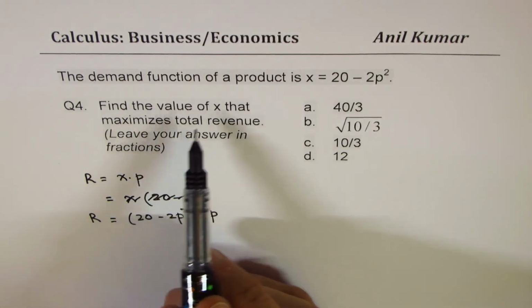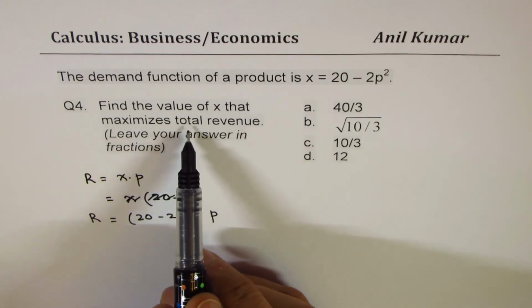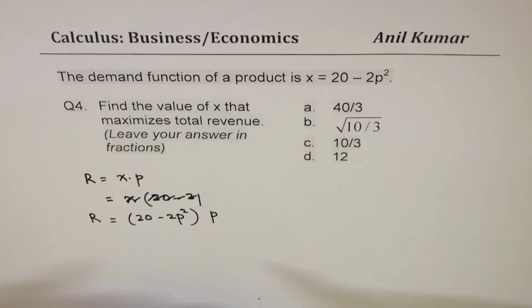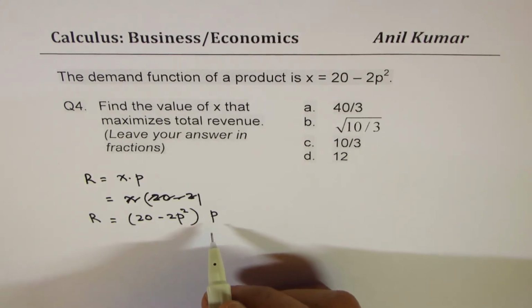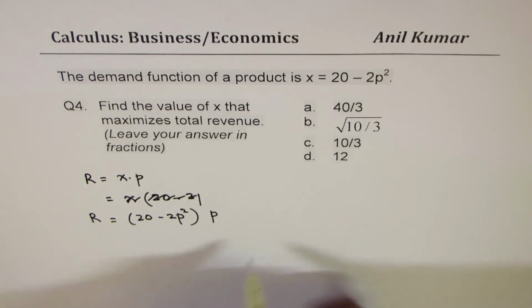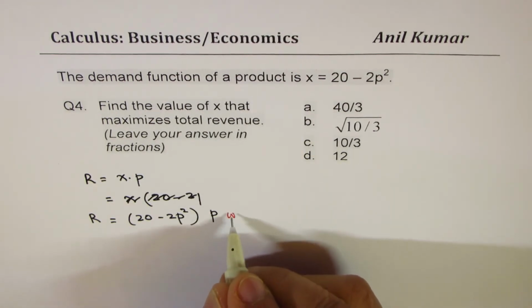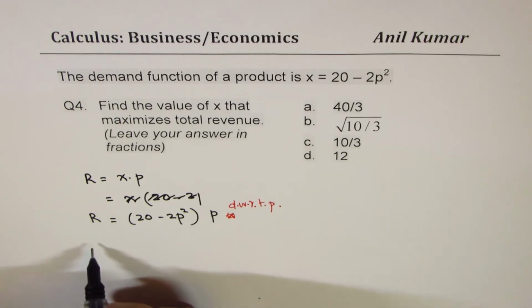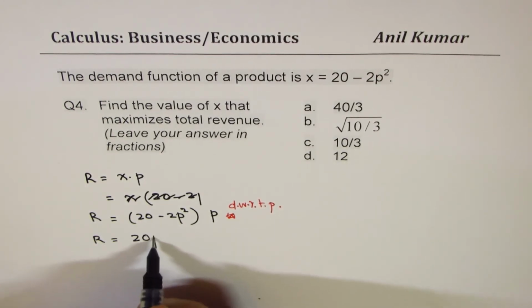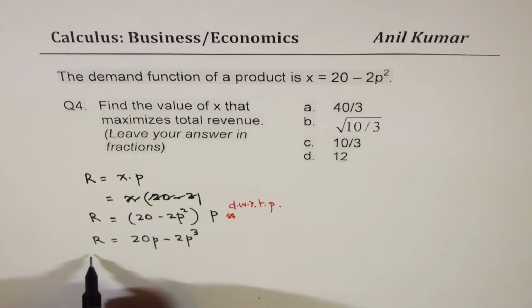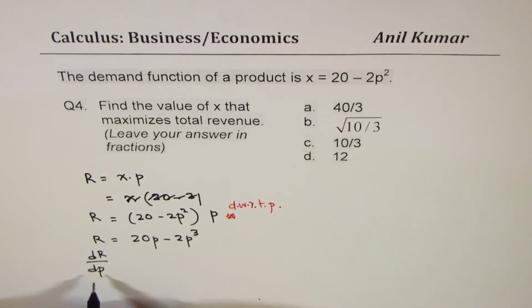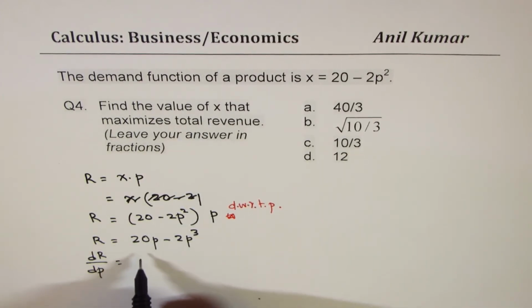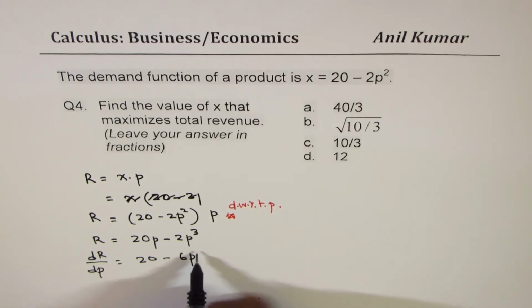Now we need to find the value of x that maximizes total revenue. So we'll differentiate first with respect to p. We'll find the price for which we get maximum revenue, and then we'll find x. So let me rewrite this as revenue equals 20p minus 2p cubed. So dR dp, see, we are differentiating with respect to price, not x, okay? Now what we get here is 20 minus 6p squared.